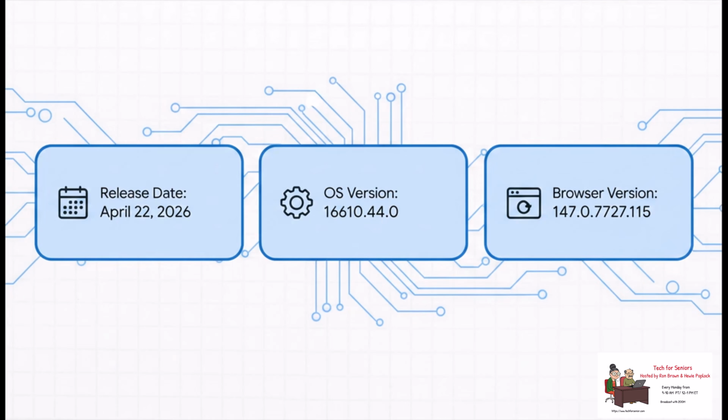First, let's get the nerdy numbers out of the way for those of you who like to keep track. The rollout kicked off on April 22nd, 2026. Your new OS version is 16.44.0, and that, of course, comes with the brand new Chrome browser, version 147. Okay, with the technical stuff done, let's get to the good parts.